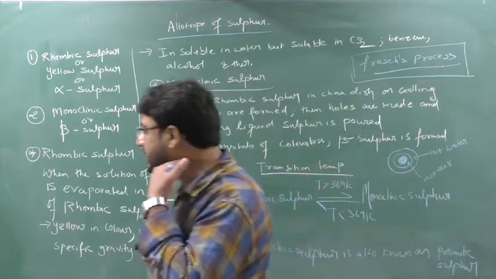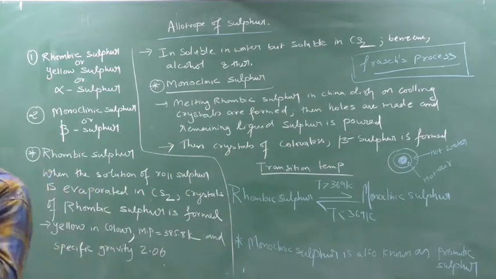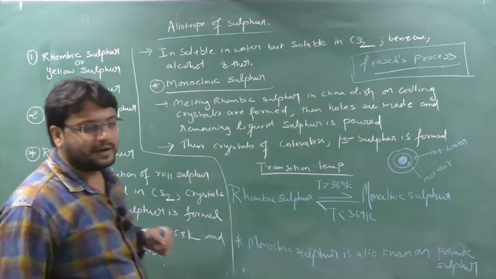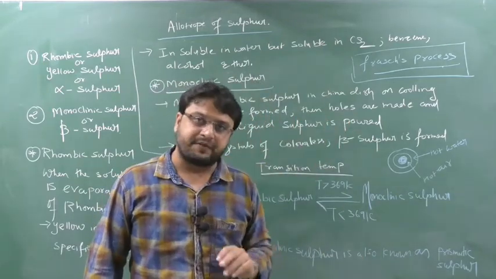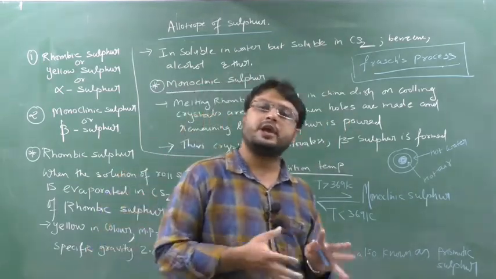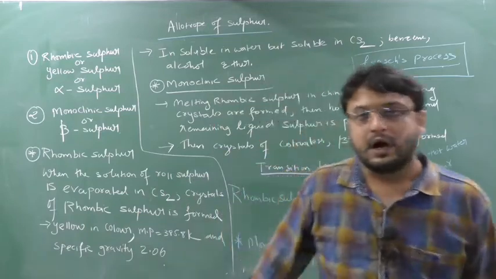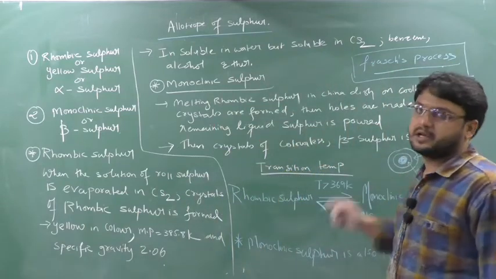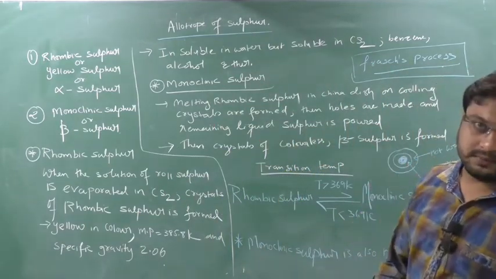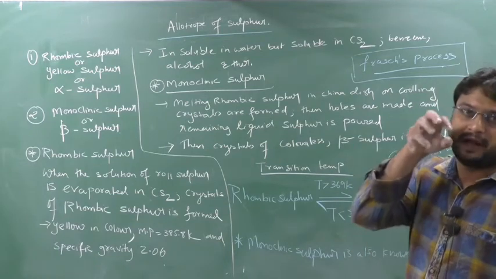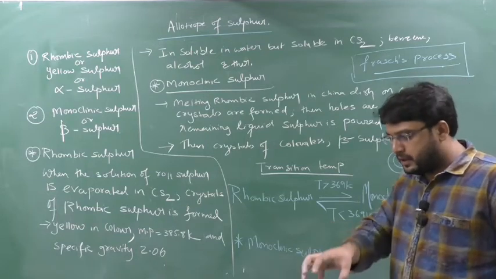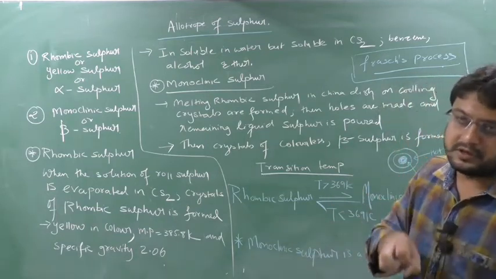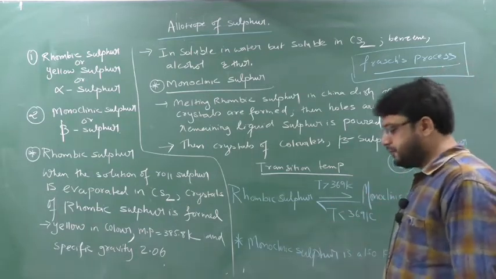This we have done in the lower classes. Clear? So, the Frasch process, what is it? They will make 3 concentric circles. In the outer circle they will enter hot water. From the inner circle they will enter hot air, and from the innermost circle liquid, molten sulfur is obtained. What is the role of each?